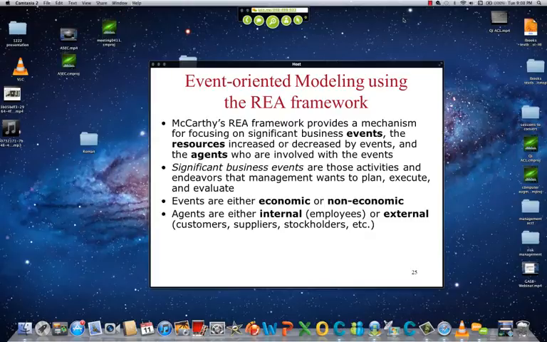So I told you it can be economic, non-economic. They can be internal, so if events are inside your business, internal to the business. They can be external when you deal with customers, suppliers, shareholders, and so on.